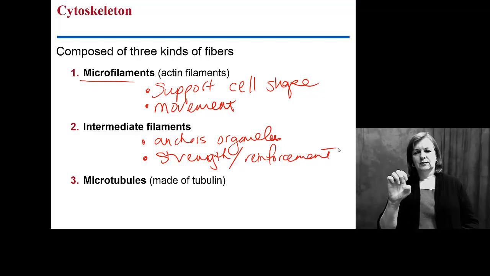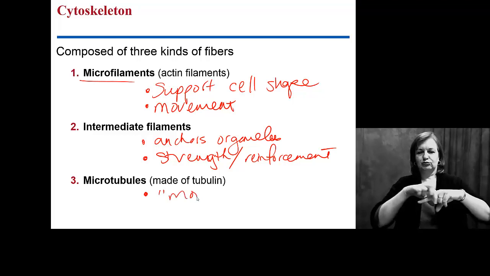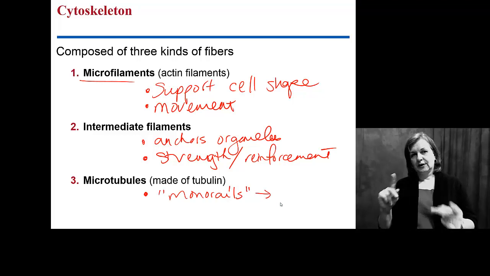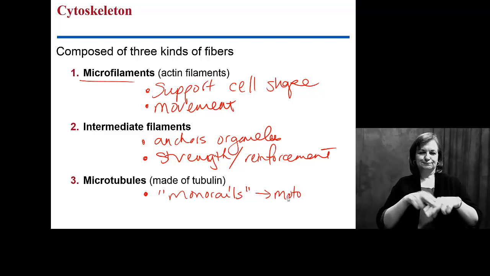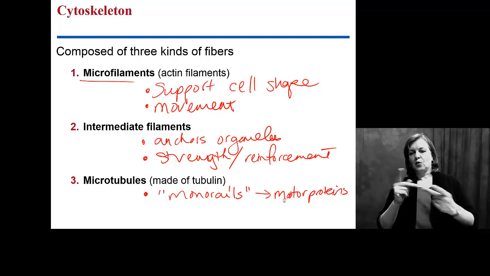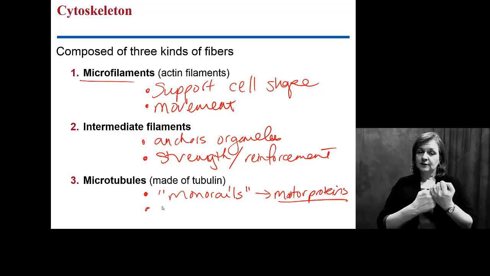And then the last one is microtubules. And the big thing with microtubules is we're going to look at them as essentially being monorails, like at an amusement park, for motor proteins. So it's going to set up a network inside the cell that these motor proteins are going to use to move across. It's going to give some support.